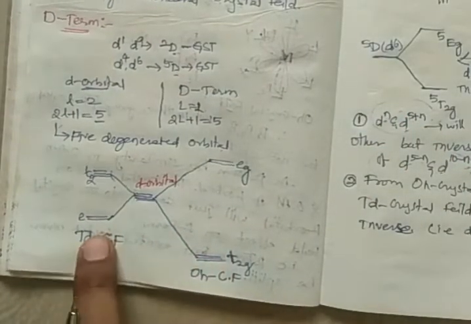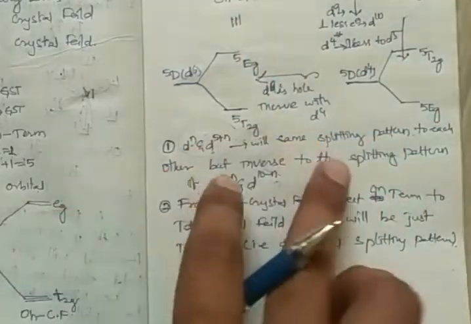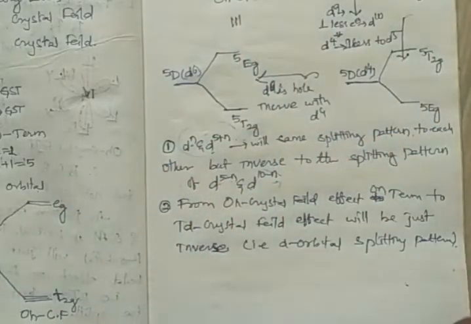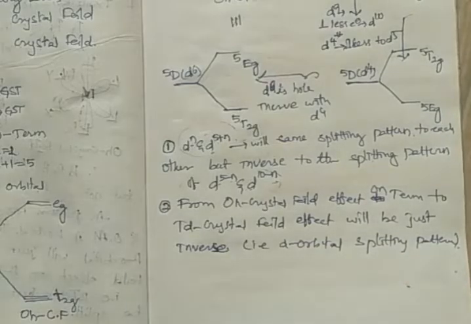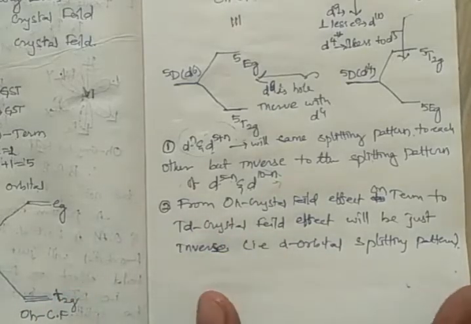Splitting pattern from octahedral to tetrahedral, nothing but the d terms will also get their splitting pattern inverted from octahedral to tetrahedral, right? Those two statements we can add here, right? So that's how all the d orbital splitting patterns go. So till this, it is about the last class.